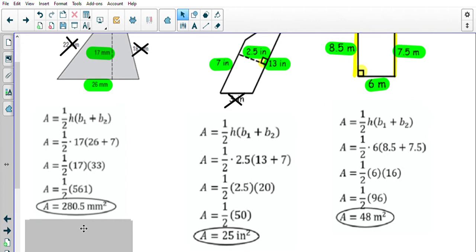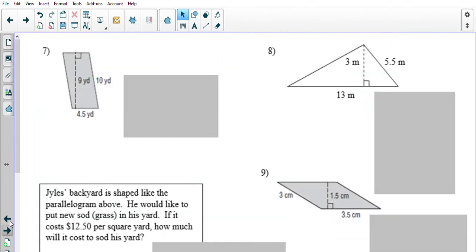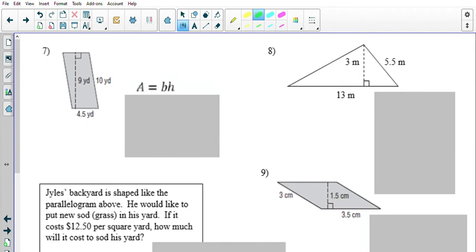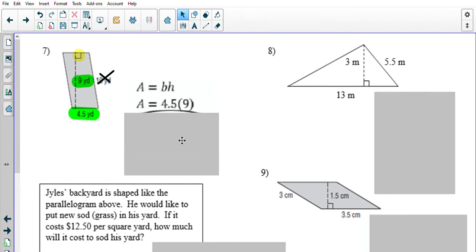All right, so let's keep rolling through these here. We're going to take a look at number 7. This one is a parallelogram, so make sure we use the right formula. Base times height. Again, base and height intersect at a 90-degree angle. My height is the distance between my parallel sides here, which is going to be 9, and then my base is going to be 4.5. So I do not need to use the 10. Get rid of it. All we have to do is take 9 times 4.5 in any order, and that is going to get us 40.5 yards squared.